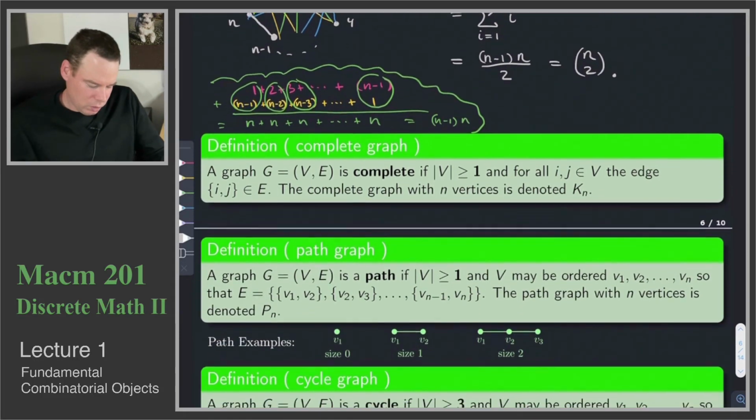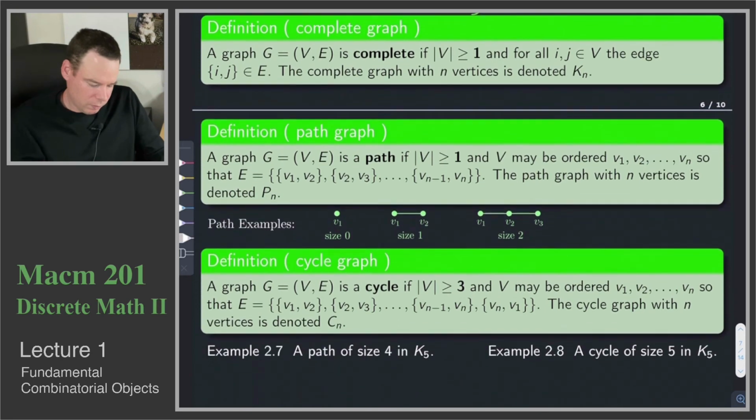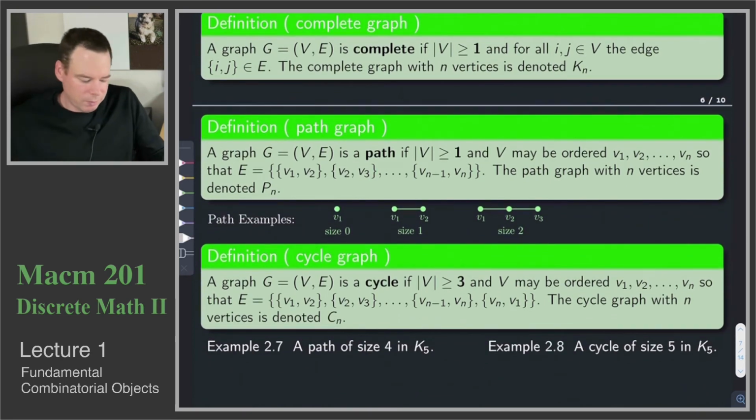So the next definitions involve complete graphs, paths, and cycle graphs. A graph G with vertex set V and edge set E is complete if it has at least one vertex, and for all pairs of vertices, the edge between those two vertices is in the graph. So a complete graph is a graph that contains all possible edges.